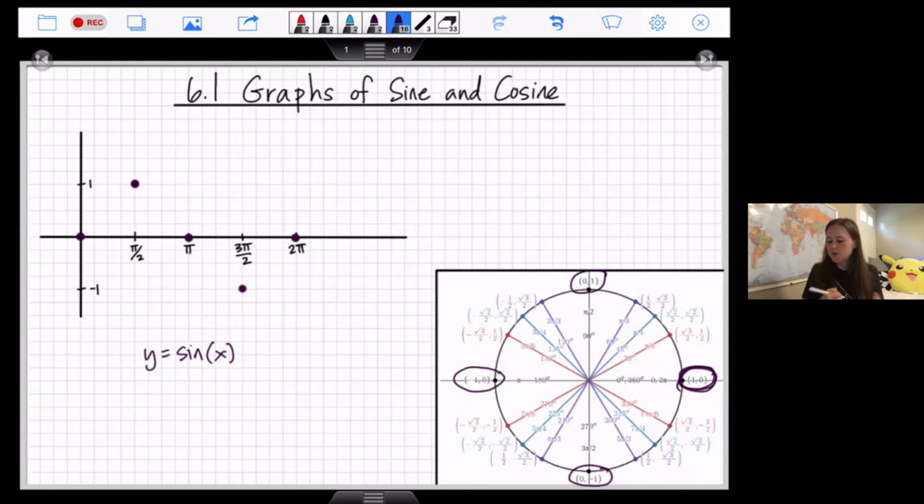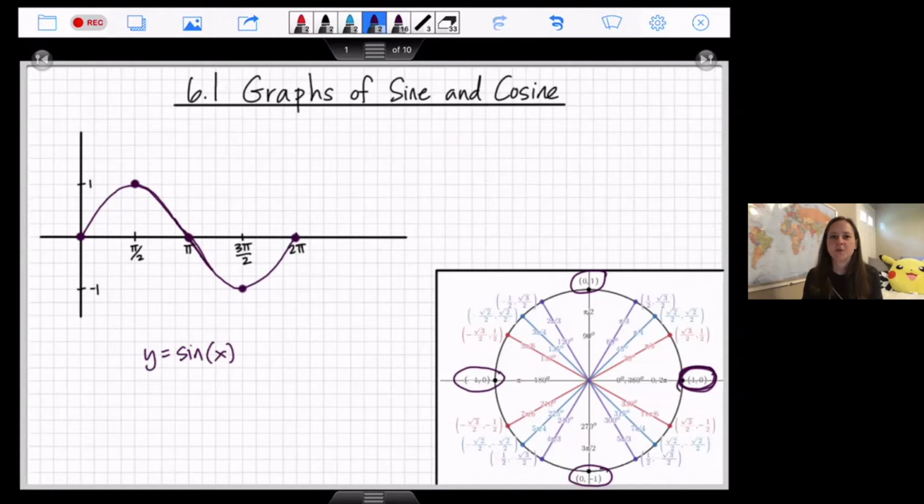So we know this looks like a wave, so I'm going to fill that in. We don't want to connect the dots with straight lines. We know that the sine function is this nice wavy graph. So that's our basic shape of the sine graph. It starts off at the origin, heads up, and then down and back, and then it starts repeating that pattern over again. So this is going to go on forever and ever in both directions.